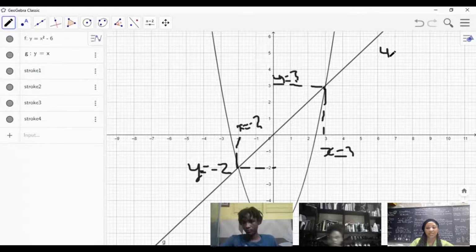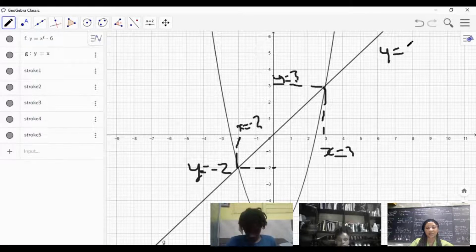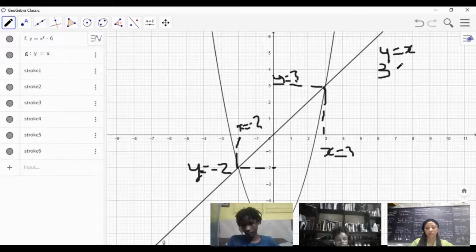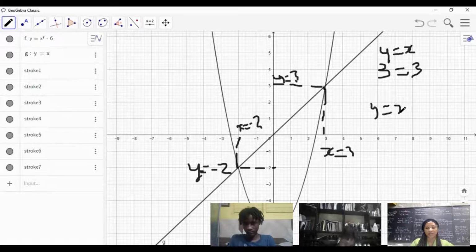Okay, miss. y equals x. Check this one first. Okay, miss. So y equals x, so y is 3 and x is also 3. All right, so that checks out. And the second one, y equals x squared minus 6.